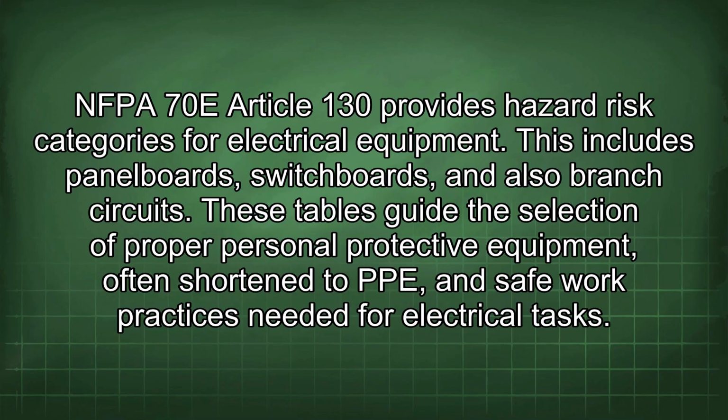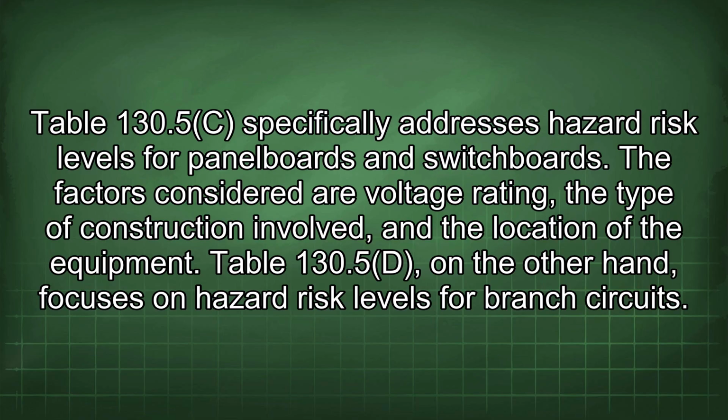NFPA 70E Article 130 provides hazard risk categories for electrical equipment. This includes panel boards, switchboards, and also branch circuits. These tables guide the selection of proper personal protective equipment, often shortened to PPE, and safe work practices needed for electrical tasks. Table 130.5c specifically addresses hazard risk levels for panel boards and switchboards.